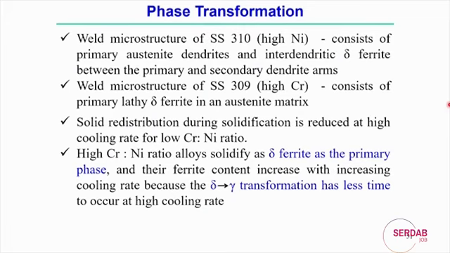So, delta ferrite: if the chromium and nickel ratio is very high, in this case the delta ferrite is the primary phase, and the ferrite content basically increases with increasing cooling rate, because with a high cooling rate the transformation from delta ferrite to austenite has less time to occur.